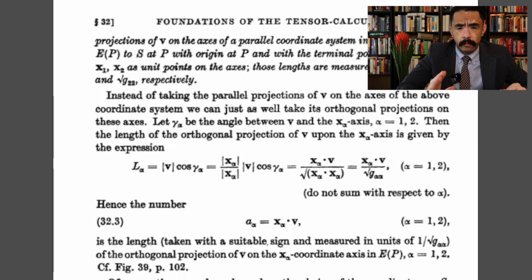Also, this is not a sum, so we're not going to be summing with respect to alpha. This is not part of that whole summation notation from earlier. Hence, the number a sub alpha is equal to the dot product of x sub alpha and v, where alpha can be 1 or 2.